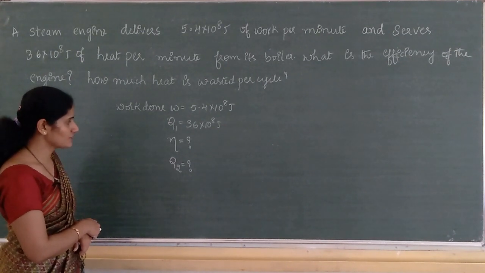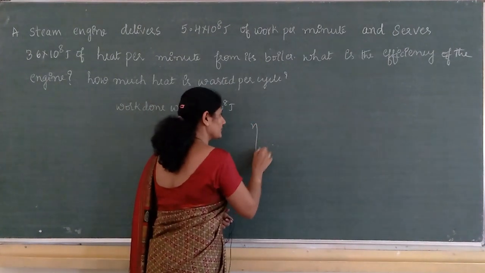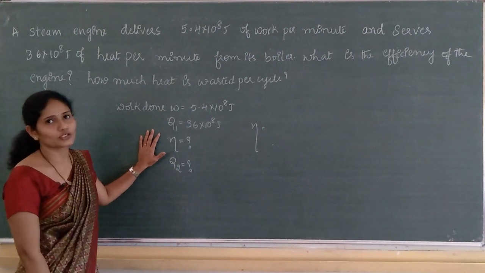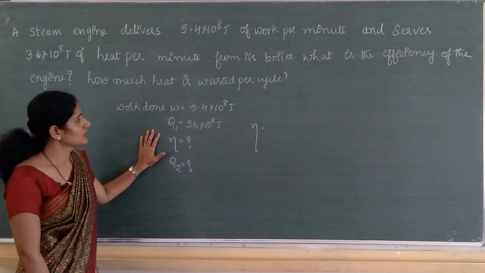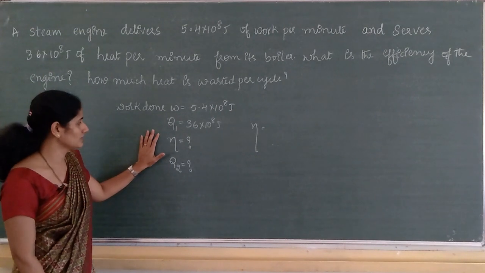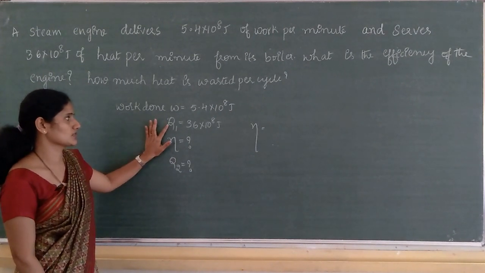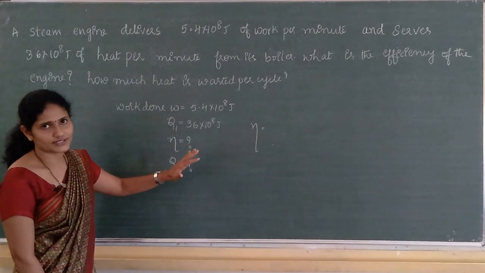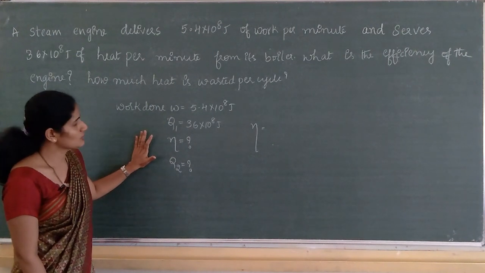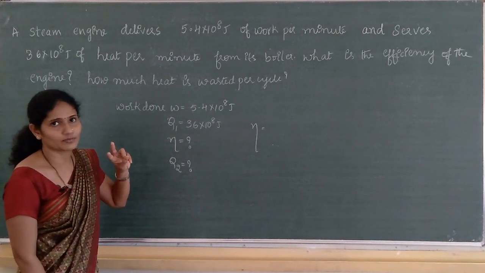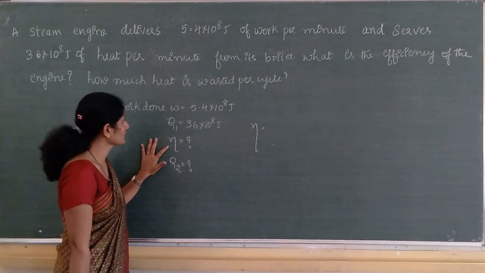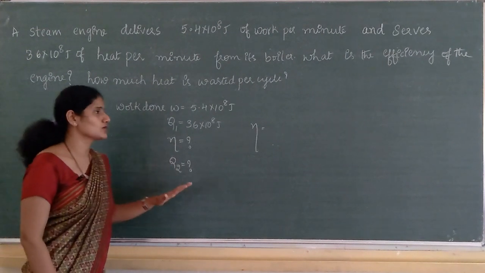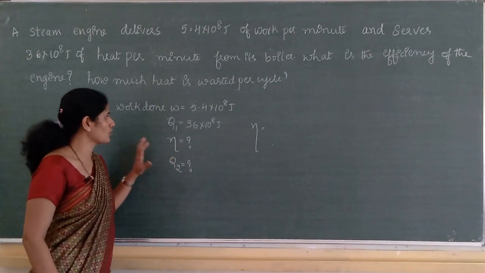Efficiency eta is equal to 1 minus Q2 by Q1. This is one of the formulas. Here we do not know the value of Q2, only Q1 is given. We do not know the value of efficiency. So, we can't use that formula, because in that formula we have two unknown variables. So, it is not possible to calculate efficiency. Next we have efficiency eta is equal to 1 minus T2 by T1. T1 and T2 values are not given, so we can't use the formula.